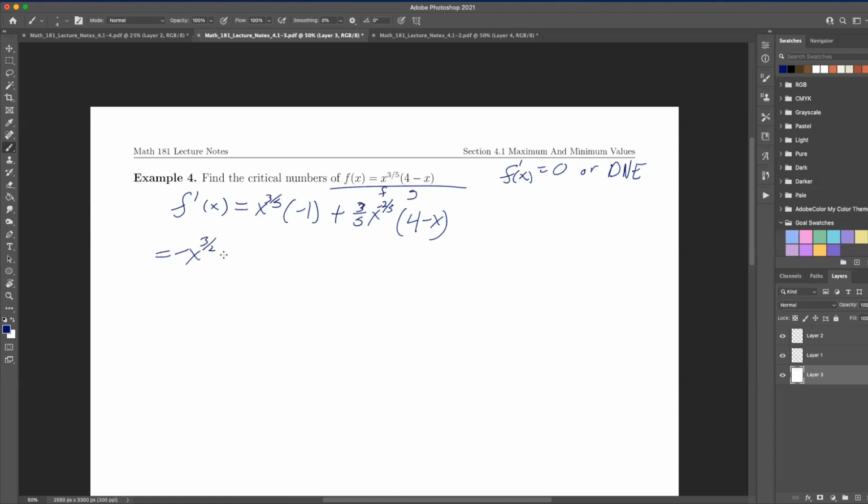So here we take out the negative, and this becomes plus 3/5 (4 minus x) to the 2/5 power. And then if I do some more algebra, put it together, move things around, I'm going to get (12 minus 8x) over... Okay. All right, so we have this. That's right here. So that's our derivative. So what do we do? We set it equal to 0.